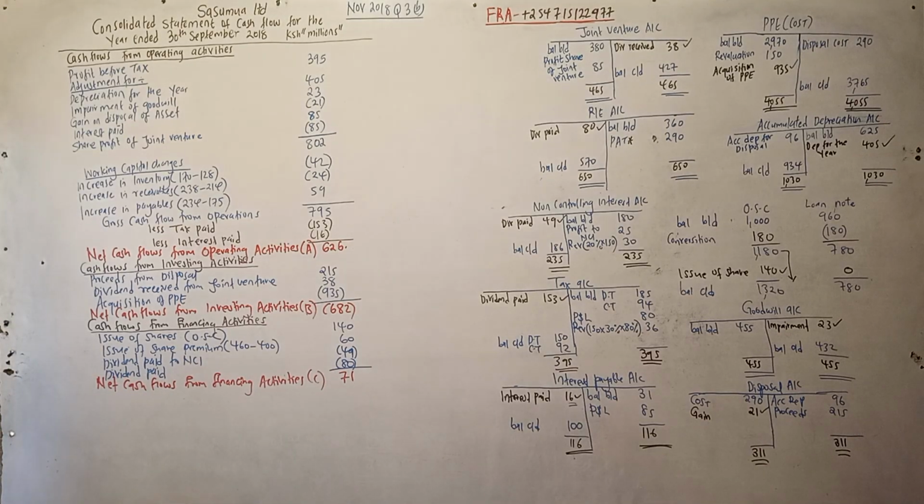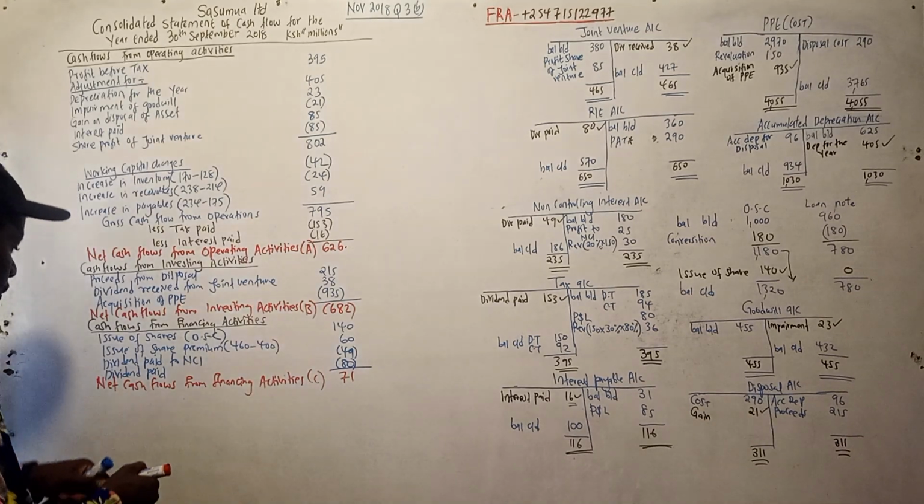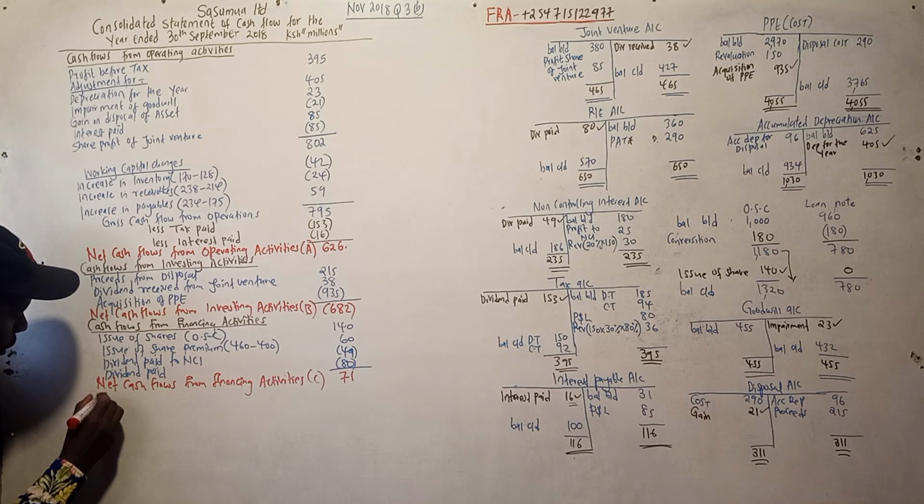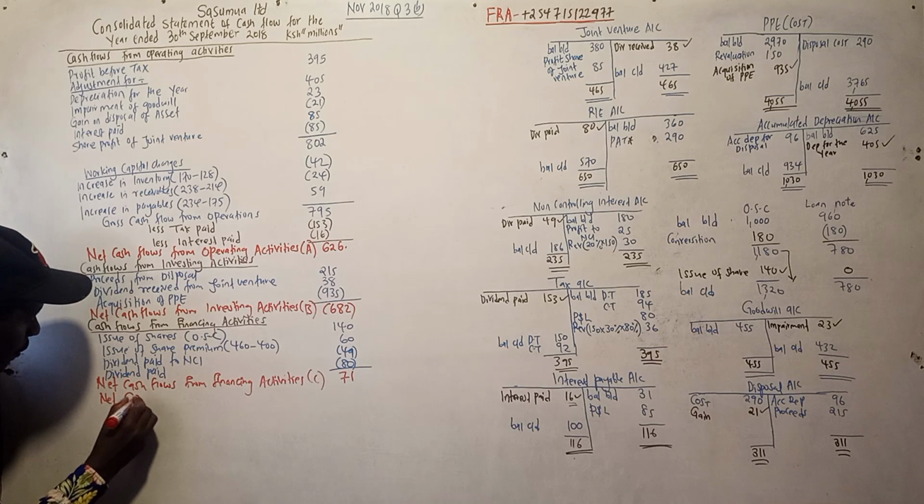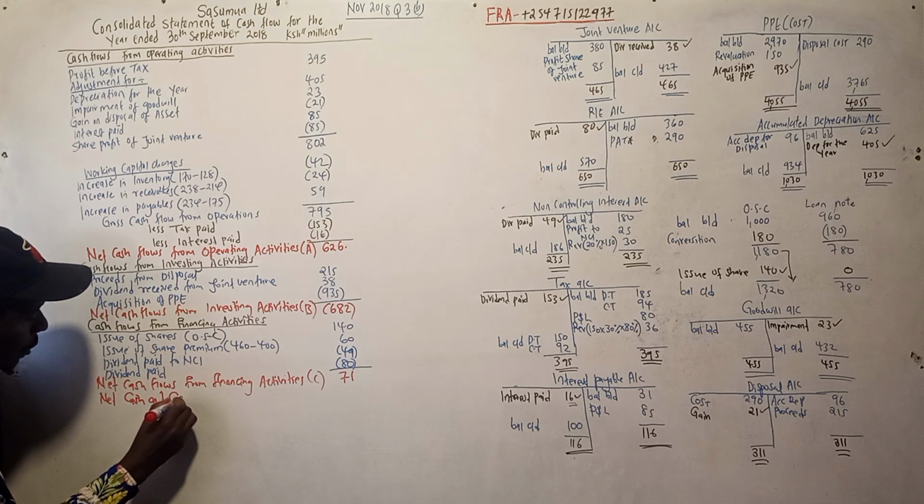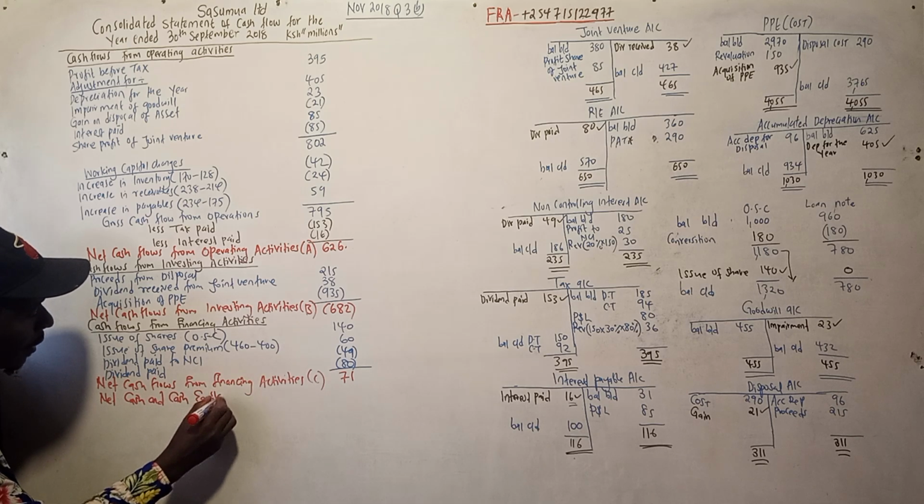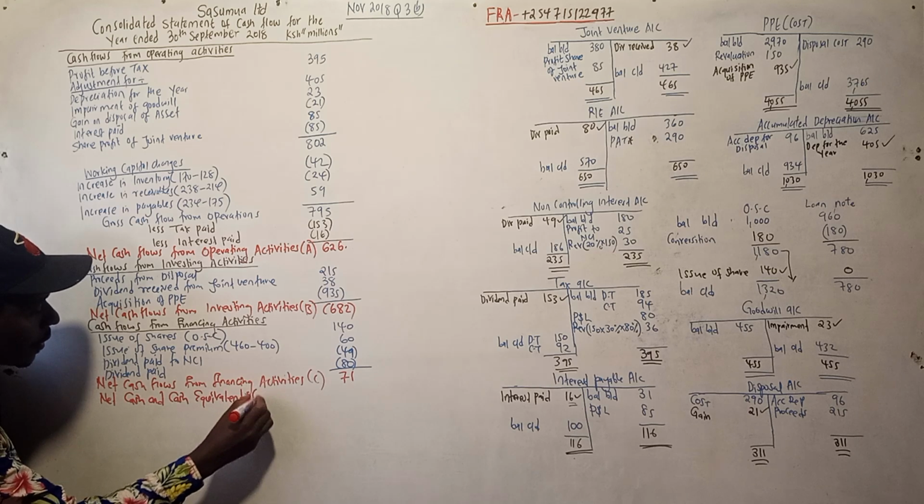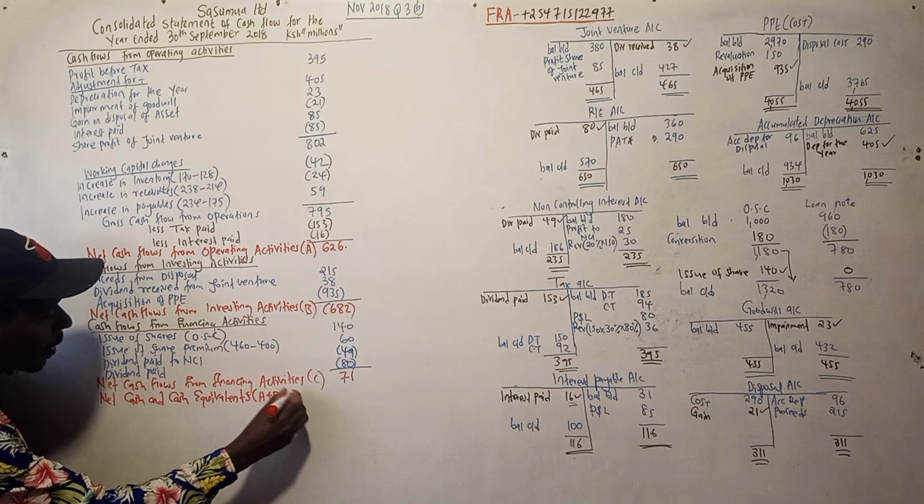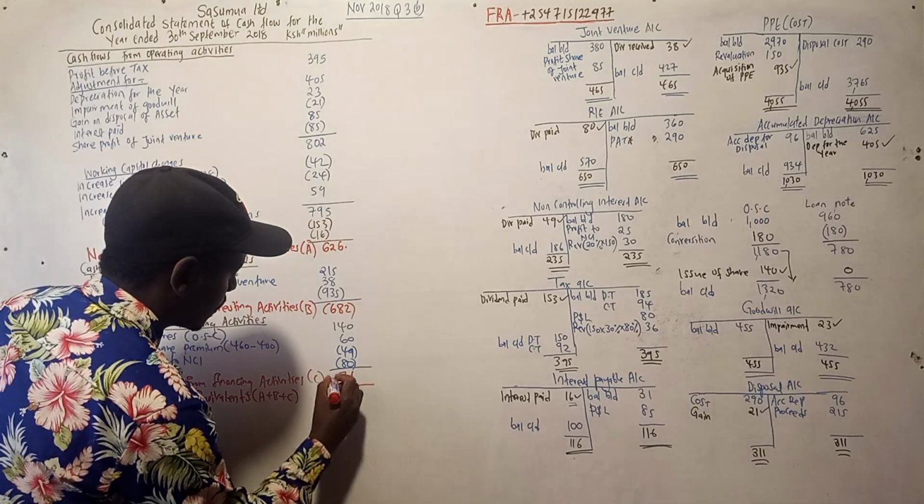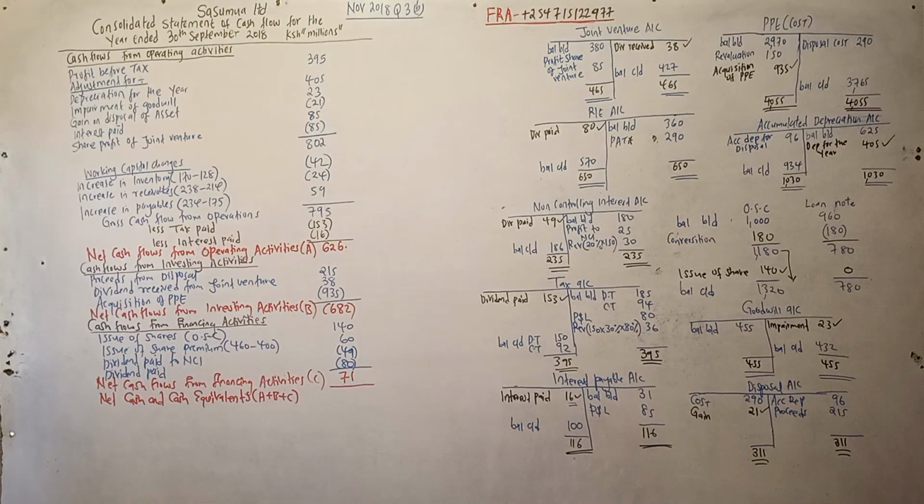Okay, so once we have that one, now we can get net cash and cash equivalent. That is A plus B plus C. So add the 3,626 minus 682 plus 71. That is 15.